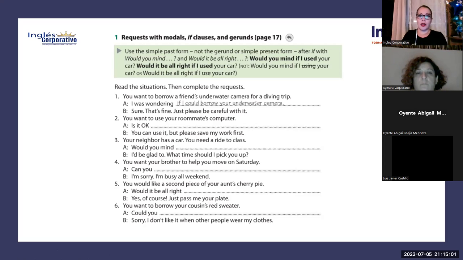Entonces, y aquí tenemos los ejemplos, right? It says, after, would you mind, and would it be all right? Entonces, va if. Después de if, bueno, ocuparíamos el sujeto y el verbo en pasado simple. Would it be all right if I used your car? Por ejemplo, right? Now, read the situations and complete the request.